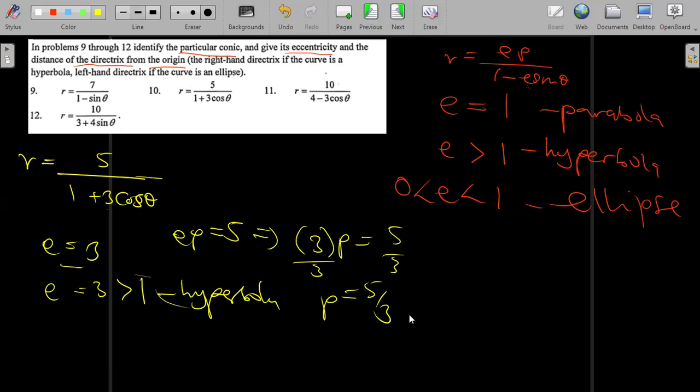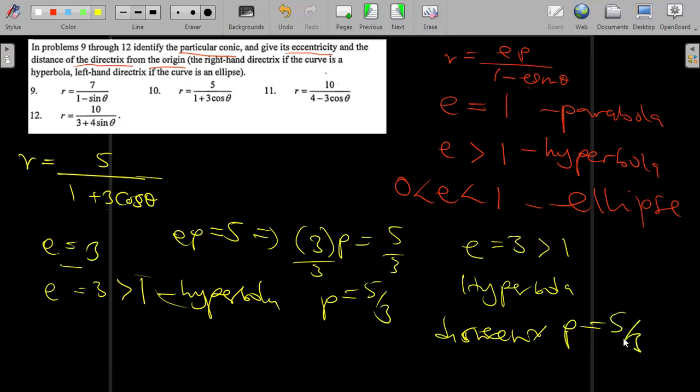I need nothing else. So then I just make the final statement to say, since e is equal to 3 and 3 is greater than 1, then this implies it's going to be a hyperbola. Just making that statement out. Then you've already found your e. Then from there you find the directrix distance. Directrix distance is just going to be p equal to 5 over 3, and this is how you work that one out.